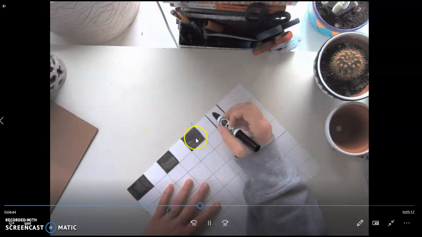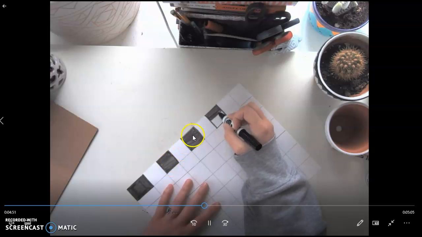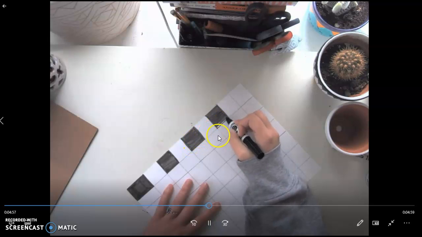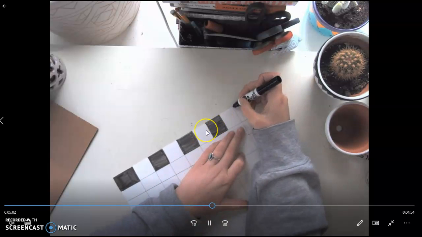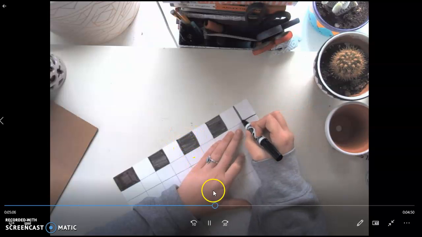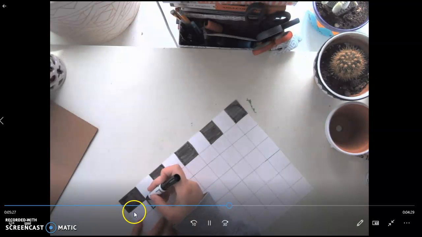Please take your time coloring. Try your best to go in the same direction. I'm sure most of you know that marker leaves a lot of marks. You can actually see the marker lines that it leaves. So try your best to go in the same direction to make it the neatest. There are a few of my boxes where I do get a little bit lazy and I change my direction.